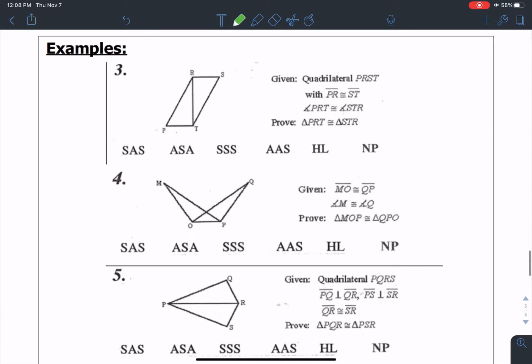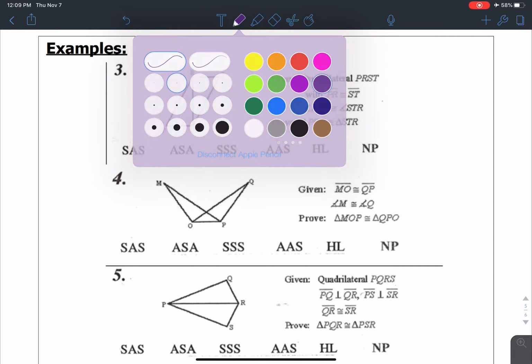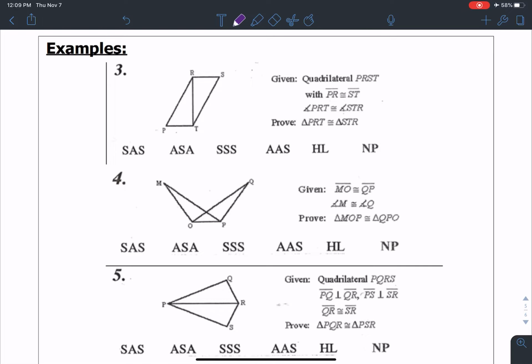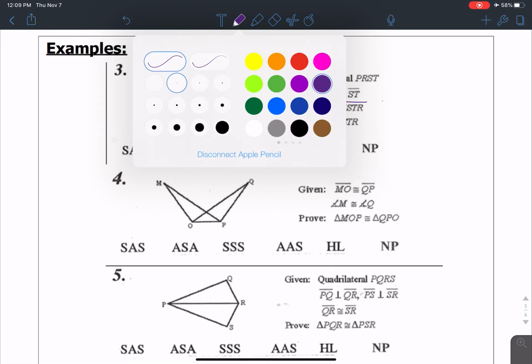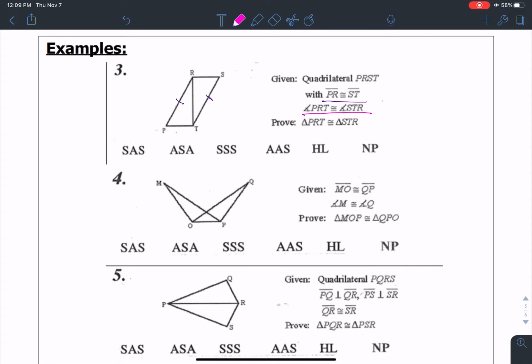Okay, the third one, we are given that we have a quadrilateral, and it says that PR is congruent to ST. So PR and ST are congruent. And then it says that angle PRT is congruent to angle STR, so I'm marking those two. And then I'm going to use my reflexive property again right here, and I'm going to say that RT is congruent to RT by reflexive property. We're going to use that one a lot.